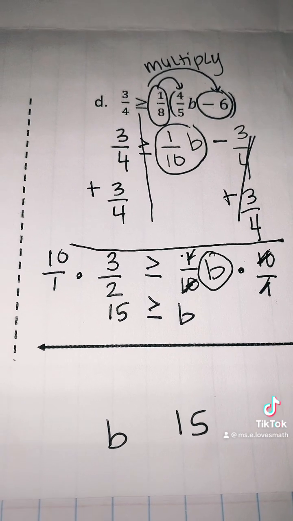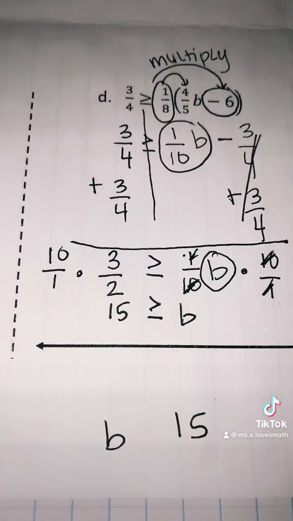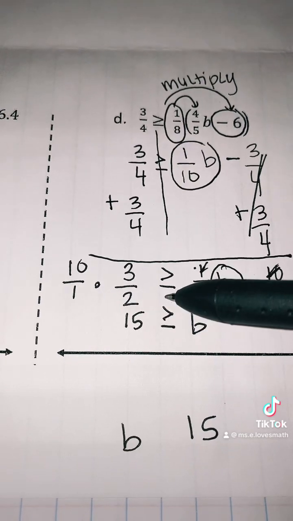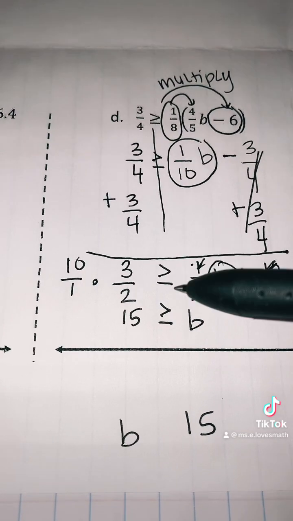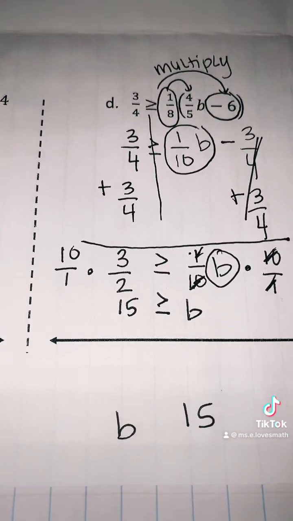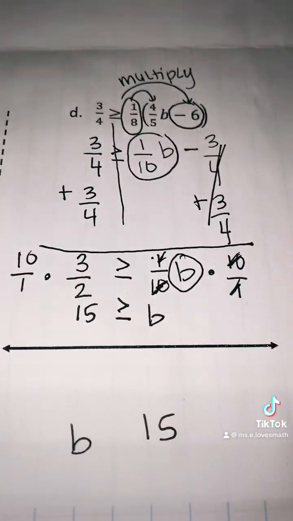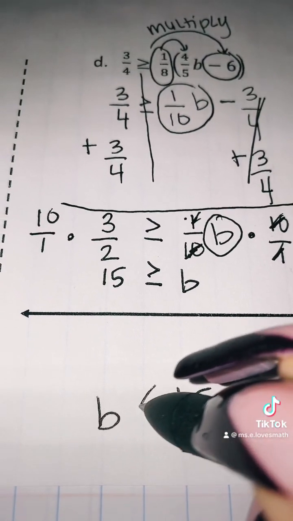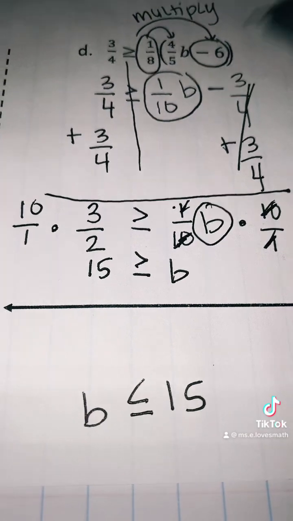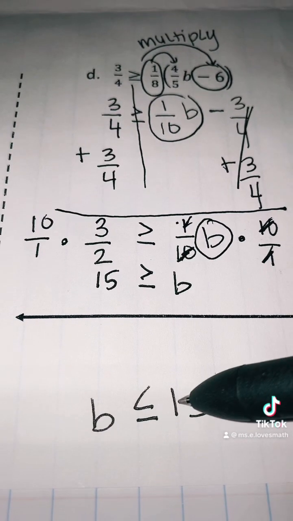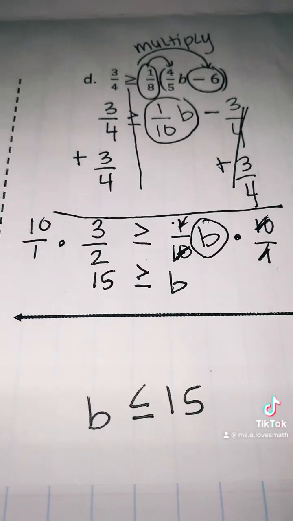Remember, it's easier to graph when b is on the left-hand side, so let's take a look at what we have. 15 is greater than or equal to b. So 15 is the bigger number and b is the smaller number. We can rewrite this inequality as b is less than or equal to 15. 15 stays the bigger number and b stays the smaller number.